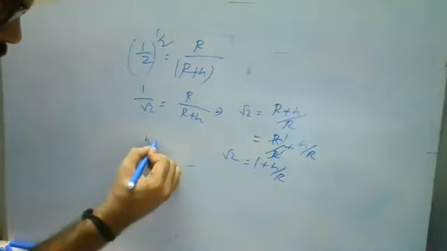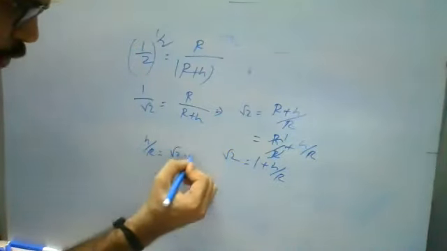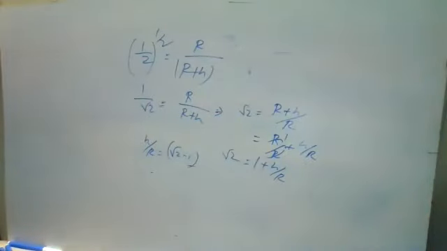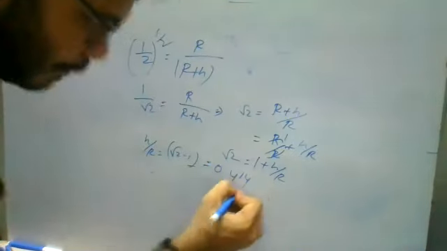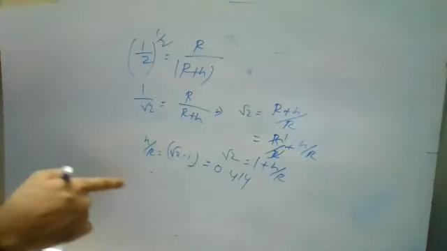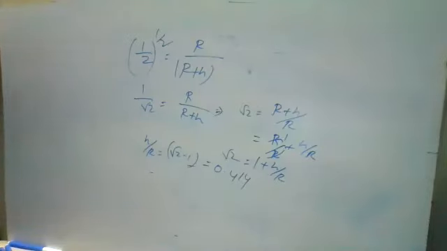So h by r is equal to root 2 minus 1. Root 2 value another root 2 1.414 minus 1. Okay, you will get a value from this. Okay, so this value will be 0.414. Okay, now we need to find the height h.